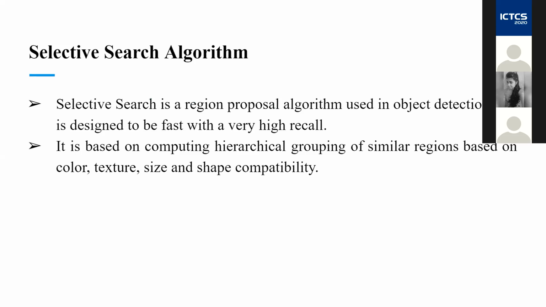The selective search method that I have used: selective search is a region proposal algorithm used in object detection. It is designed to be fast with a very high recall. It is based on computing hierarchical grouping of similar regions. This is the algorithm for object recognition and it presents a variety of diversification strategies to deal with as many image conditions as possible.